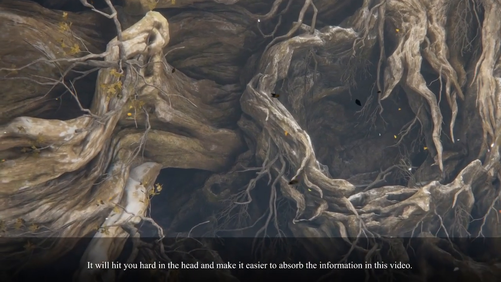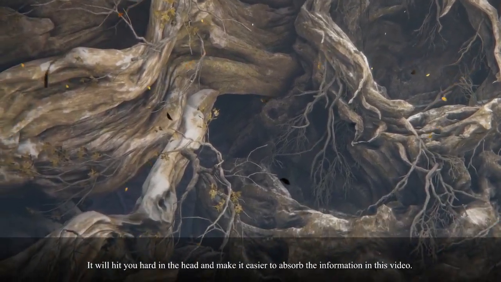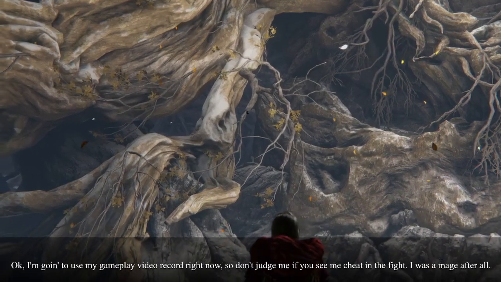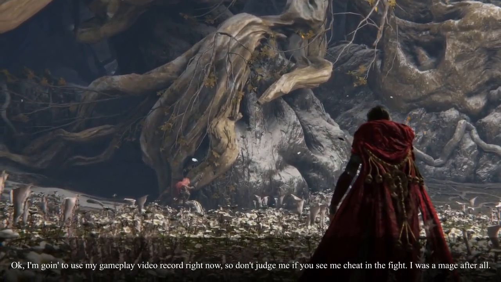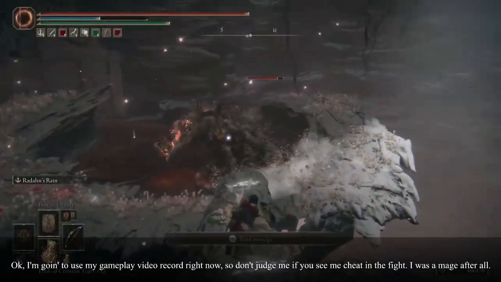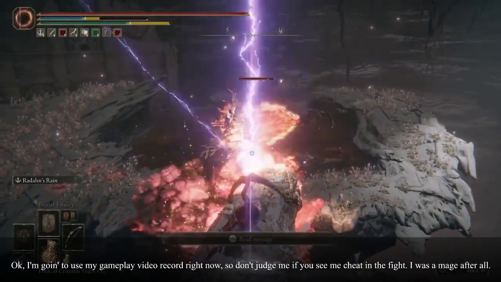If you still cannot engage with this theory, what about I use the example of Elden Ring? It will hit you hard in the head and make it easier to absorb the information in this video. Okay, I'm going to use my gameplay video recording right now, so don't judge me if you see me cheat in the fight. I was a mage after all.